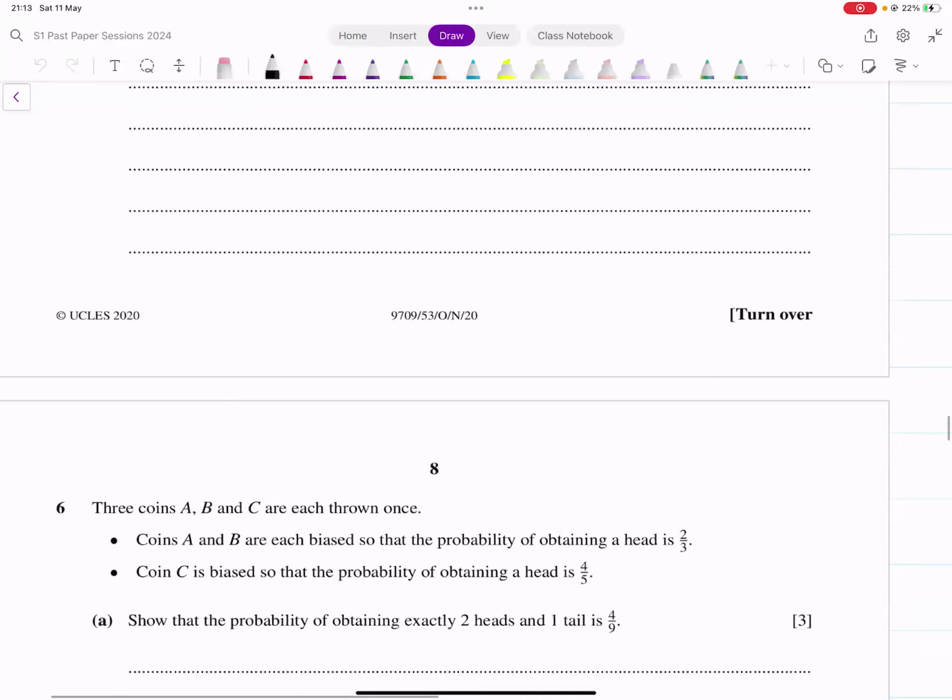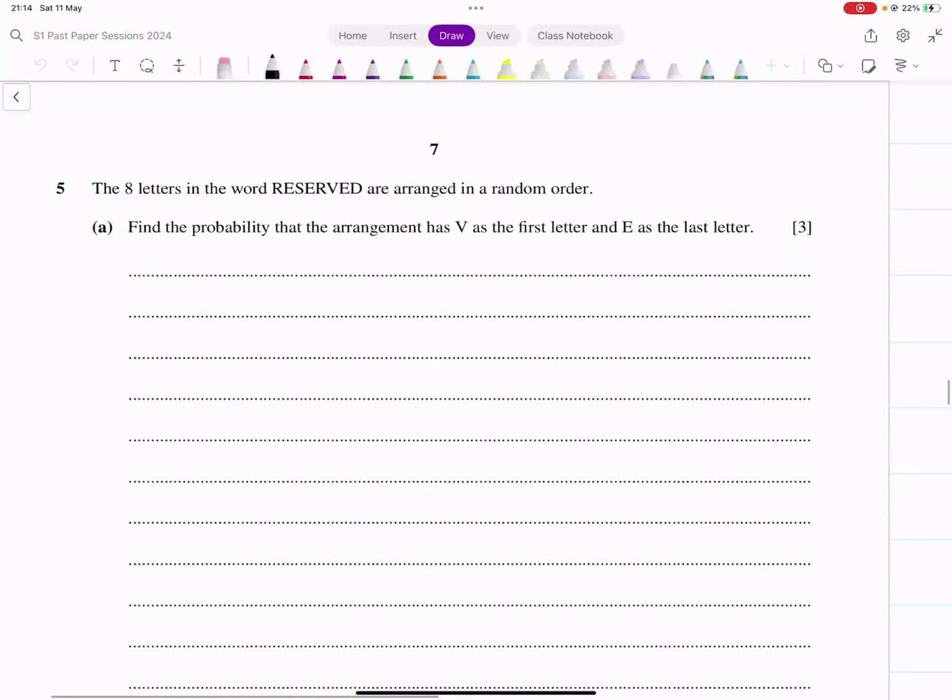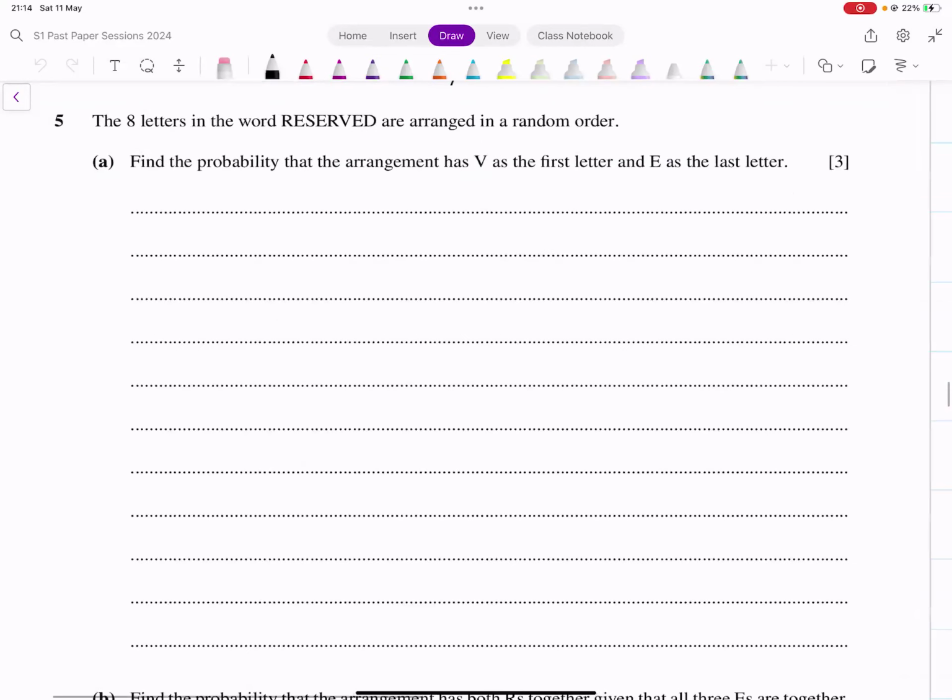Second part, I think this looks kind of tricky. Let's actually do this question as well from this. The first part is fairly straightforward. You have 8 letters in the word reserved. They are arranged in a random order. Find the probability that the arrangement has V as the first letter. So V has to be the first letter, E has to be the last letter.